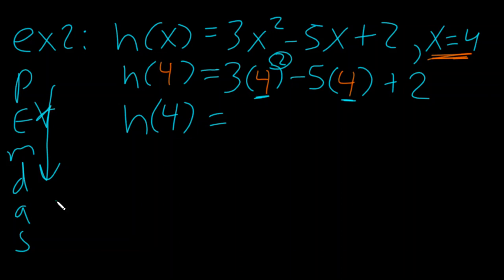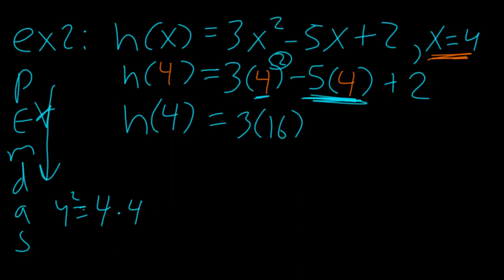And what does 4 squared really mean? Well, 4 squared means that this 4 is actually there twice. We're saying 4 times 4. And so we can say 3 times, well, 4 squared, 4 times 4 would be 16. Now here, because this is its own separate group, we can go on to the multiplication. And what is negative 5 times 4? Well, of course, that'll be negative 20 plus 2. And we'll just keep that the same.